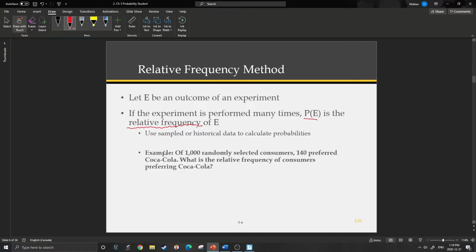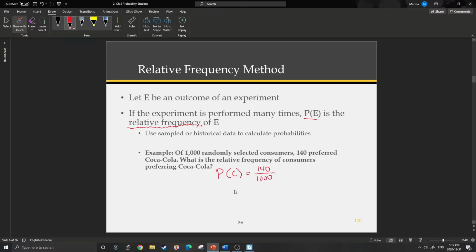So for example, here's a sampled data question. 1,000 randomly selected consumers were surveyed, and 140 preferred Coca-Cola. What is the relative frequency of consumers preferring Coca-Cola? So we might write something like this. Well, the probability of Coca-Cola, so C for Coca-Cola, is equal to, well, what's the relative frequency? 140 people surveyed out of 1,000.